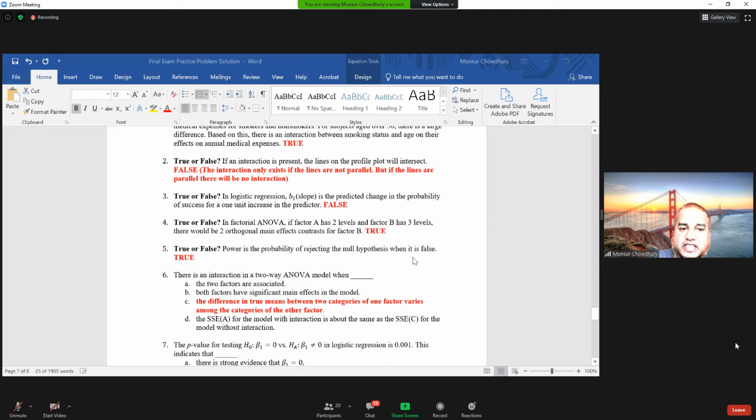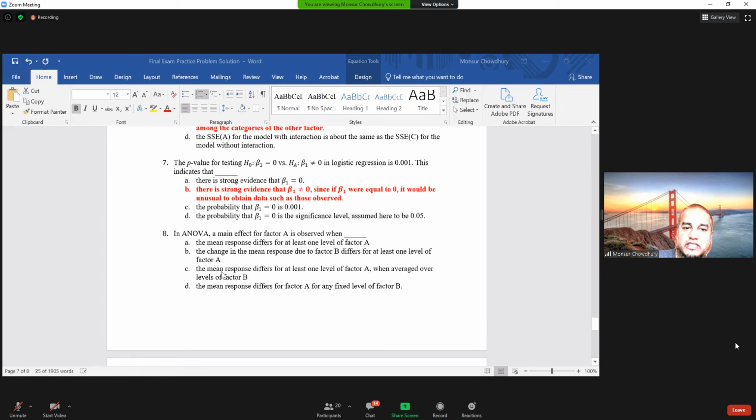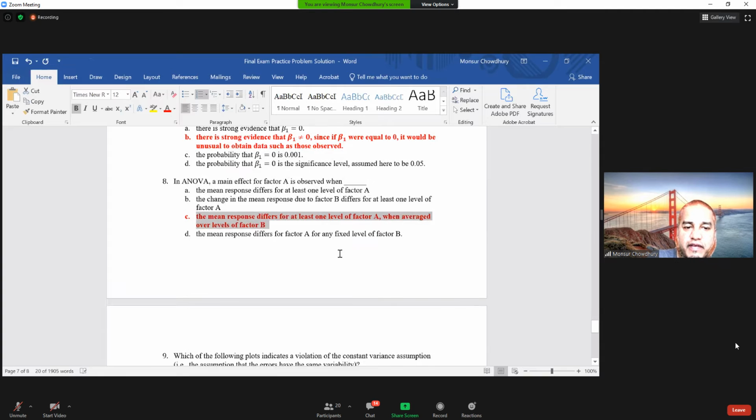So Jack says, thank you, it should be C. So the mean response differs for at least one level of factor A when we average over the levels of the other factor. So here the other factor is B.